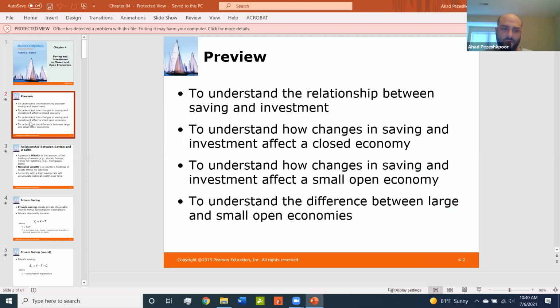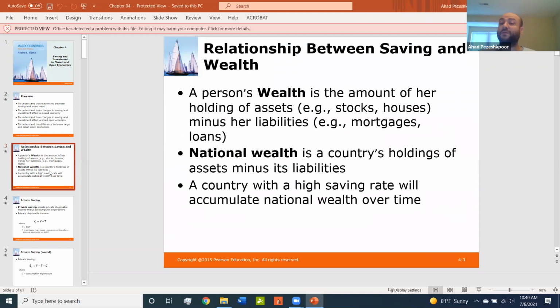So that's just a background to begin talking about one of the most important decisions for people, firms, corporations, and countries: the relationship between saving and wealth. A person's wealth is the amount of her or his assets, everything that the person has, minus their liabilities, whatever they owe to other people.